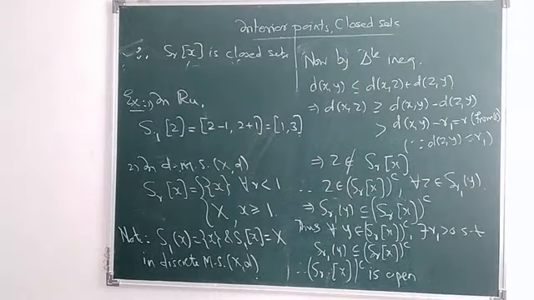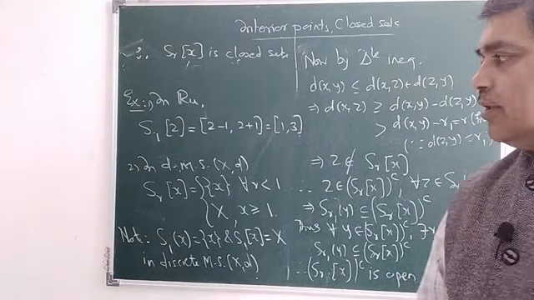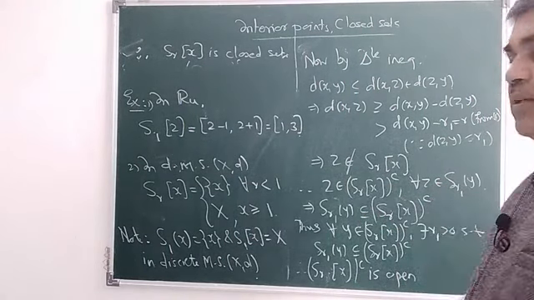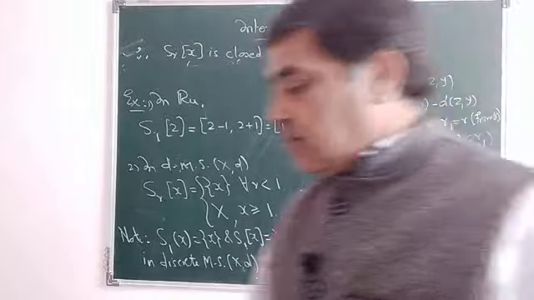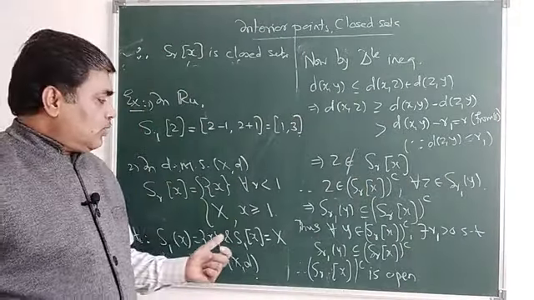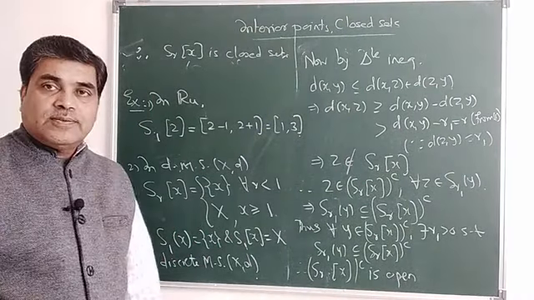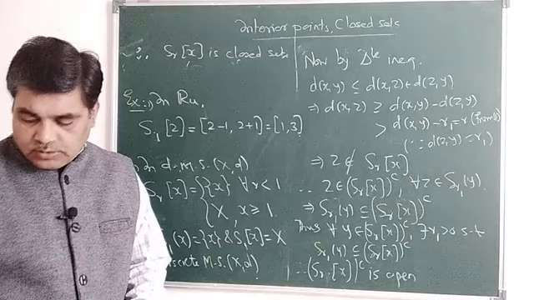So after open sphere there is the concept of closed sphere, but at the time I forgot to explain closed sphere. So while showing every closed sphere is a closed set, I have also given examples of closed spheres.